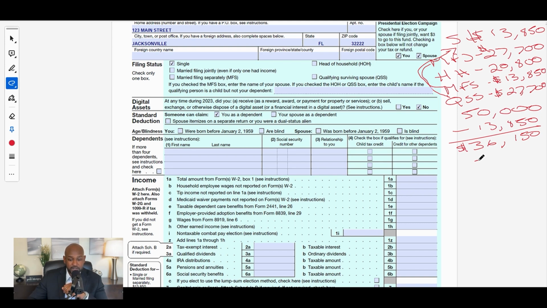Now, why is selecting the right filing status important? Well, let's say that you made the same $50,000, but instead of being single, you qualify as head of household. So now you're able to take $20,800 off of this, leaving you with $29,200. So on the $50,000 income, would you rather pay taxes on $50,000, $36,000, or $29,000? I think we will all agree that we'd prefer to pay it on the $29,000. So that is why selecting the right filing status can have a huge impact on your overall tax return.